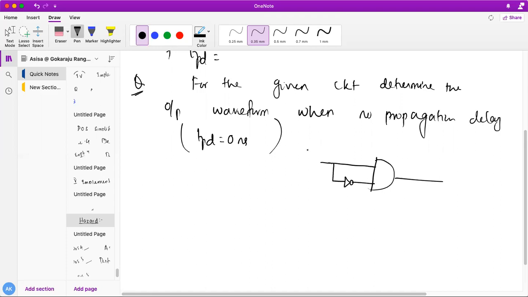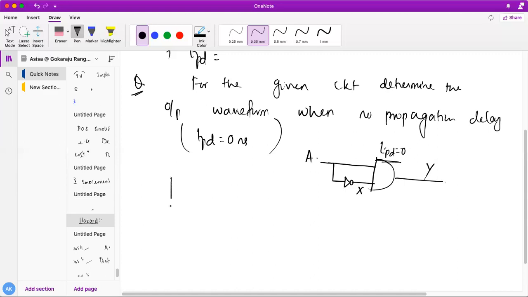Please try to understand, it is a very important concept I am telling. This is A, this input is X, and this is my output Y. What is asked here is that the gate has 0 propagation delay. 0 means whenever I give input here, immediately at the same time I will get output over here. That is called 0 propagation delay. So let's say my input A is like this.